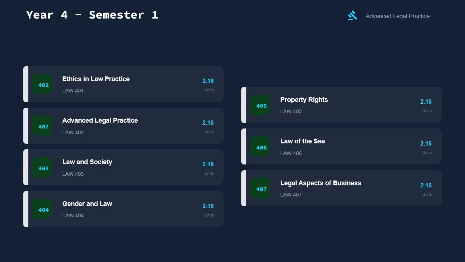Competence requires legal knowledge, skill, thoroughness, and preparation. Comment 8 to Rule 1.1 now includes technological competence. Lawyers must understand relevant technology risks and benefits. Diligence requires acting with commitment and promptness. This includes managing workload to avoid neglect and meeting deadlines.